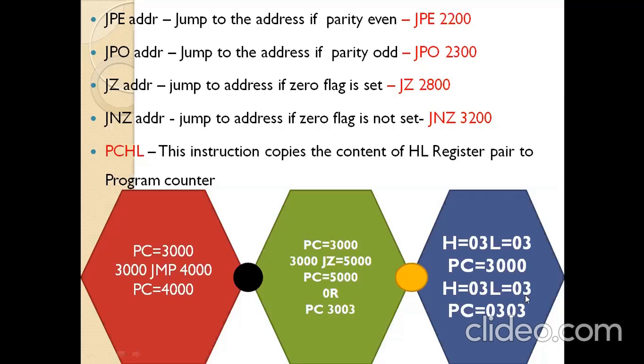You can see the last instruction. H register value is 03. L register value is 03. Program counter value is 3000. So this instruction copies the content of HL register pair to program counter. If you see, the HL value is the same, there is no change. H value and L value is moved to the program counter. Initially the program counter value is 3000. Now it is changed as 0303.